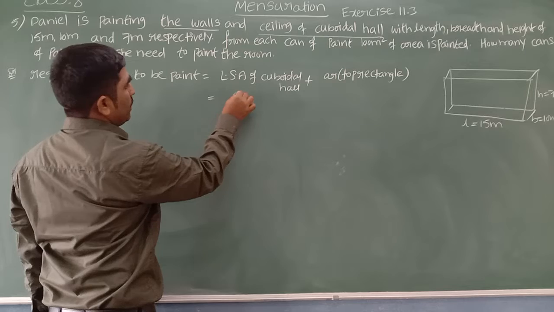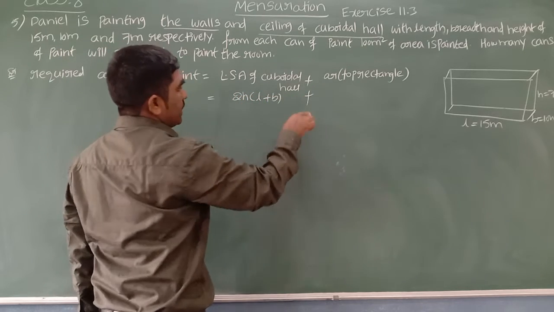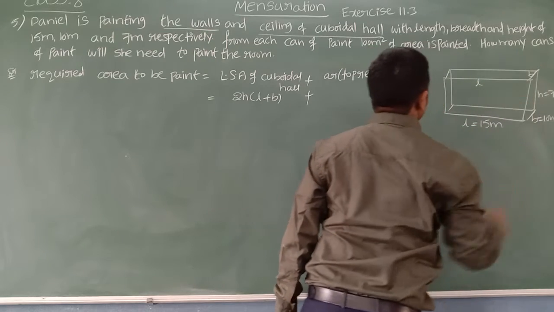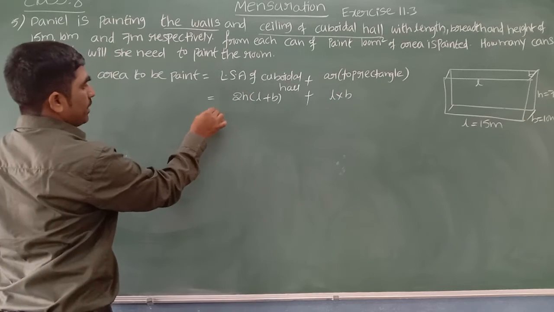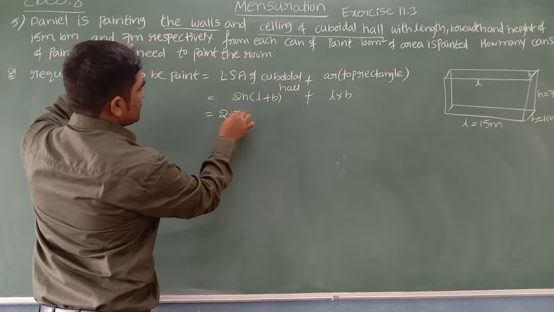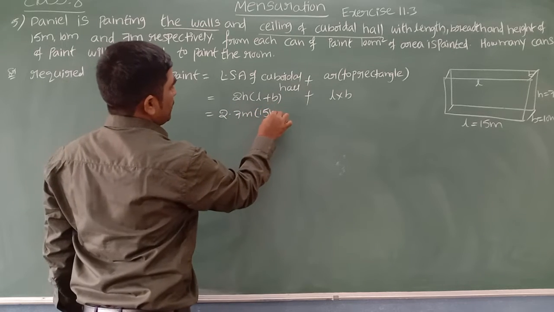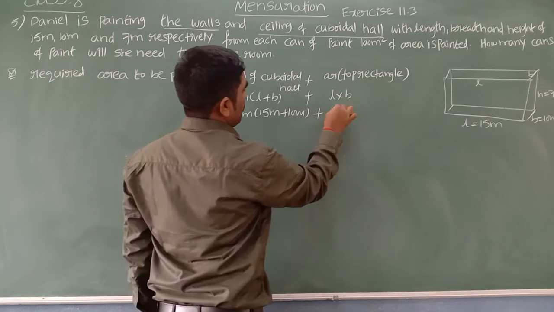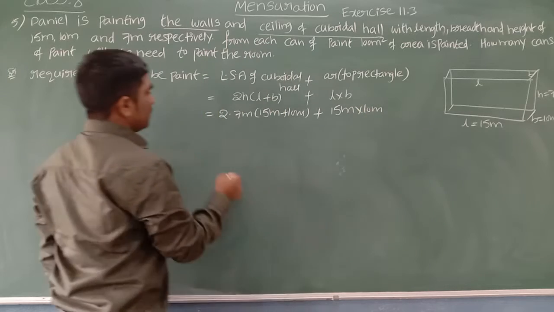What is the formula, beta? 2h into (L plus B), plus what is the area of the top rectangle? See, it is length, this one is breadth. So we can write length into breadth. Substitute the values: 2 in the place of height, 7 meters into (L plus B), 15 meter plus 10 meter, plus L into B, 15 meter into 10 meter.